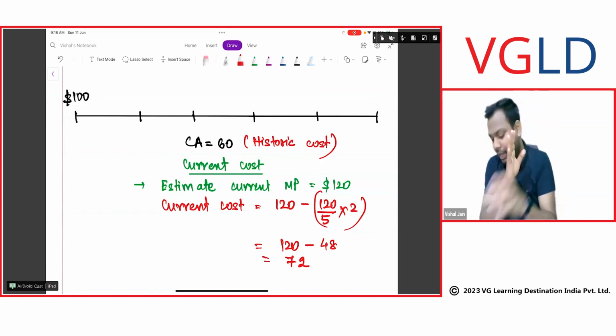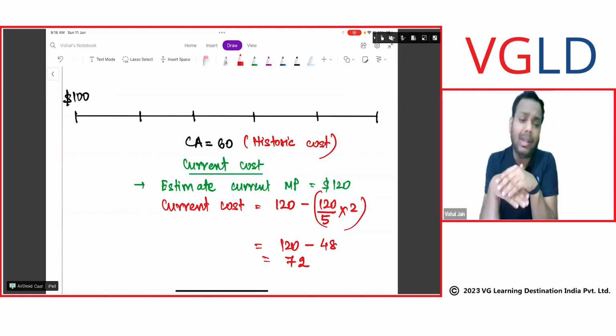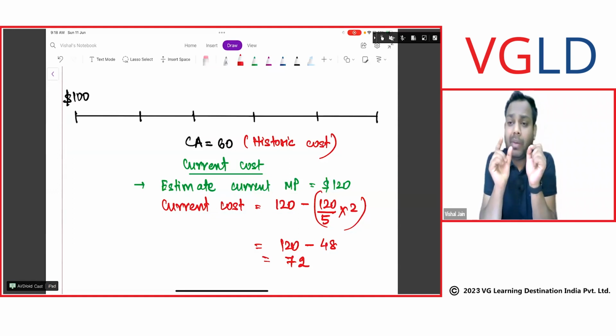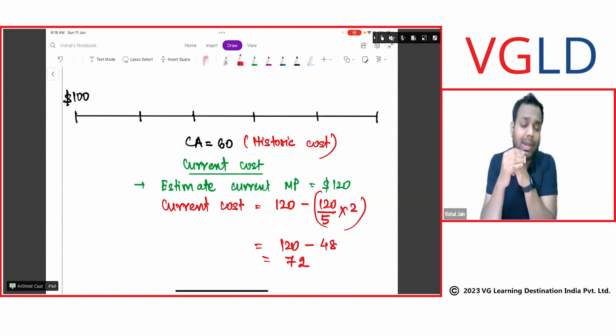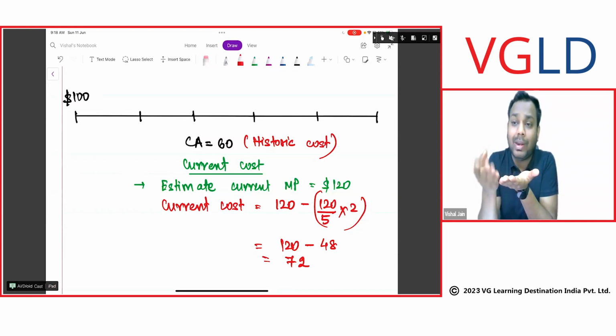See, understand, theoretically, current cost is also termed as fair value. Okay. But understand, when I discuss IFRS 13 with you, there the meaning of fair value is quite different. As per IFRS 13, fair value is the price that we would receive to dispose of this asset, to sell this asset.